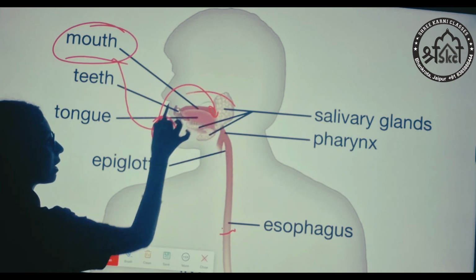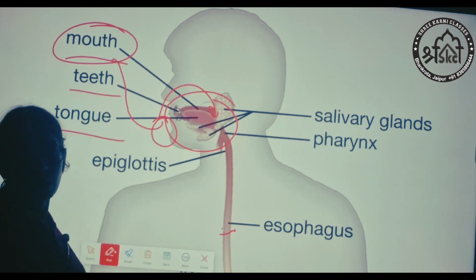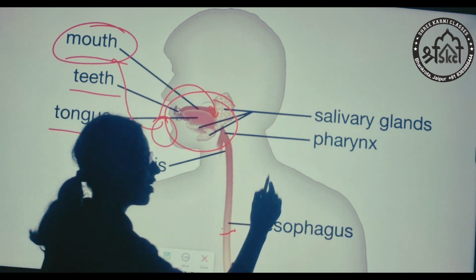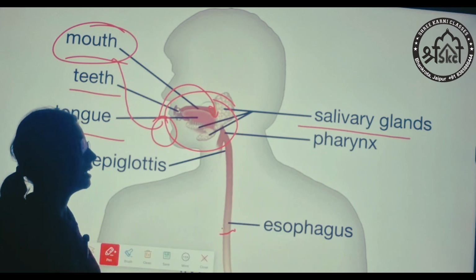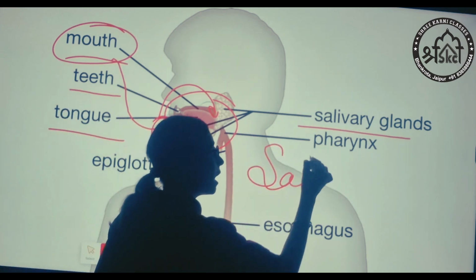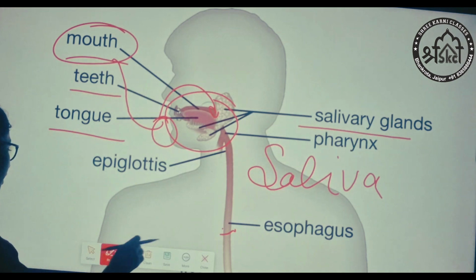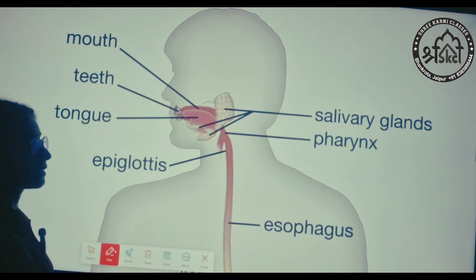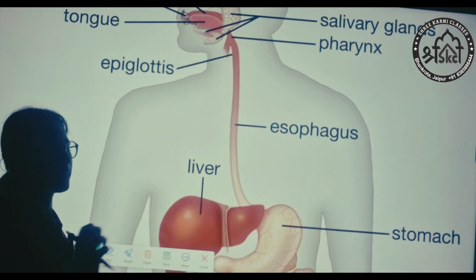Here in our mouth, there are many parts, such as teeth and tongue, which break down our food into smaller particles. Then the salivary gland also starts working. It releases saliva, which is an enzyme that participates in our digestive system. So the saliva in our mouth does the partial digestion of carbohydrates.